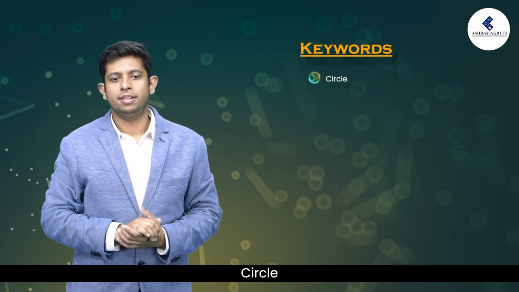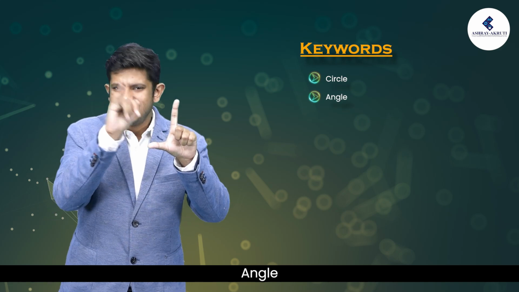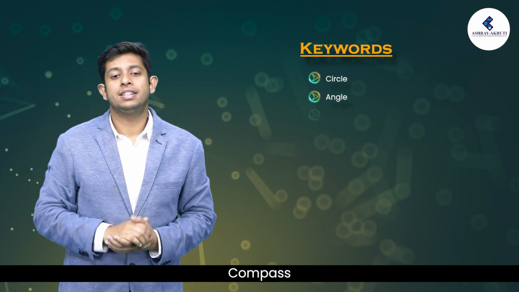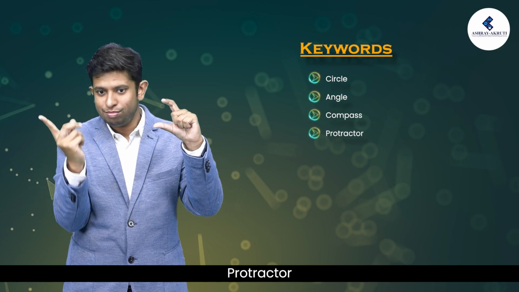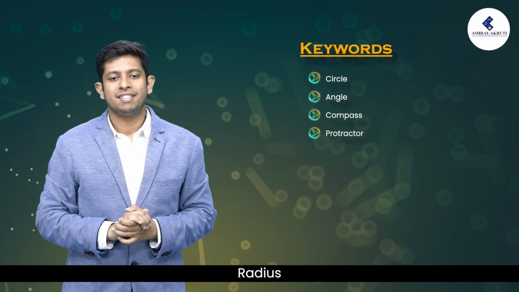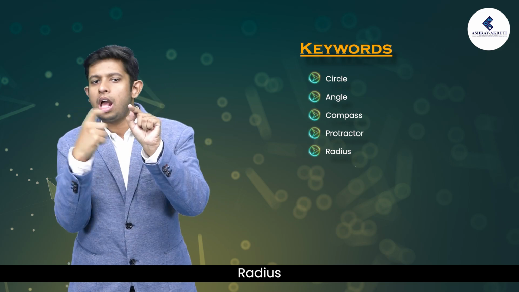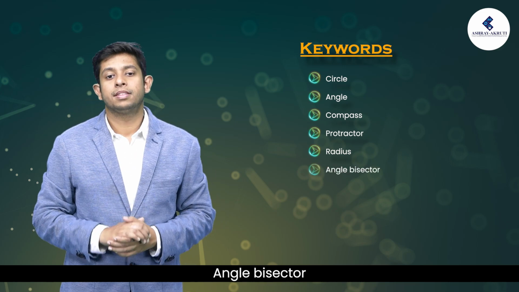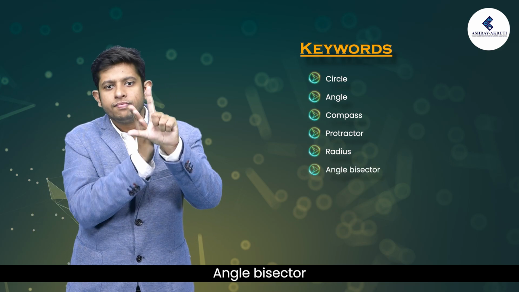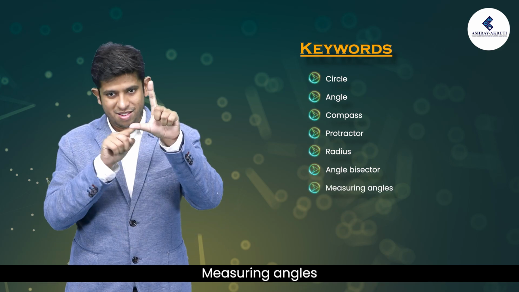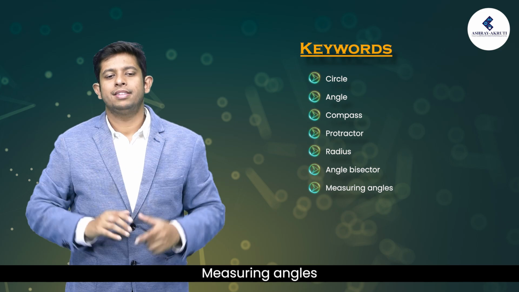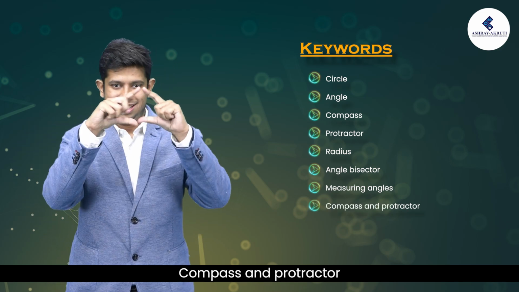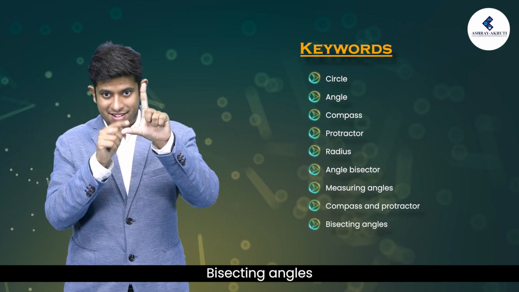Keywords from this lesson are circle, angle, compass, protractor, radius, angle bisector, measuring angles, compass and protractor, bisecting angles.